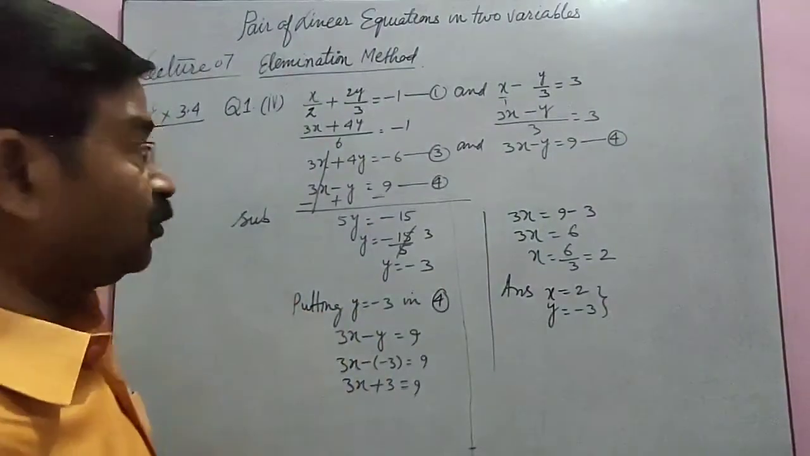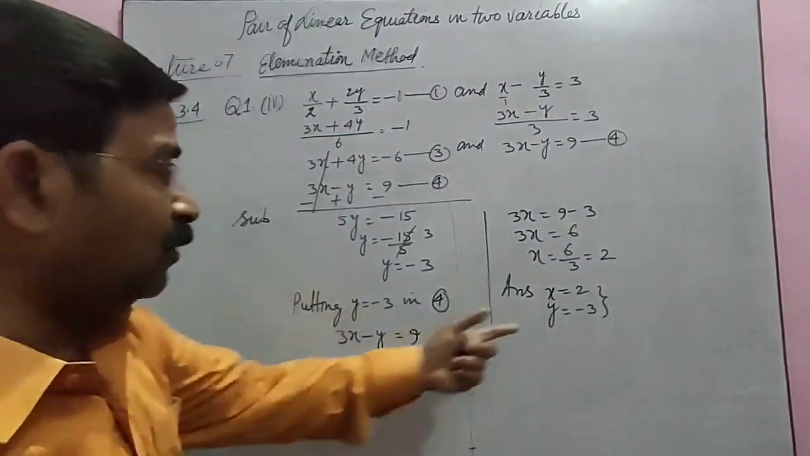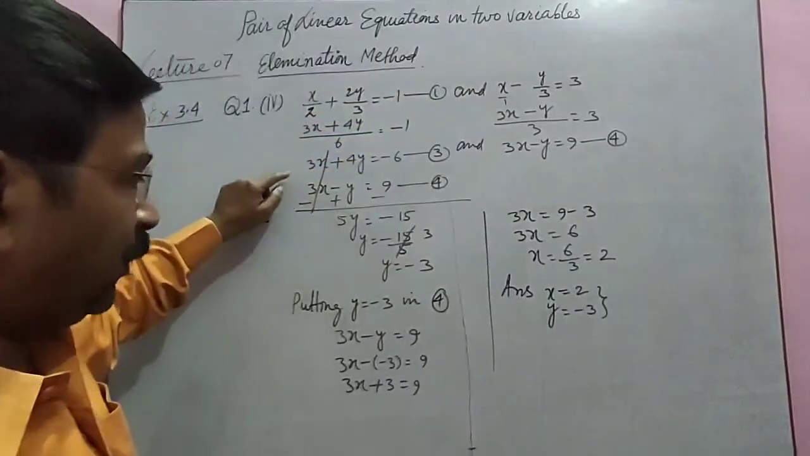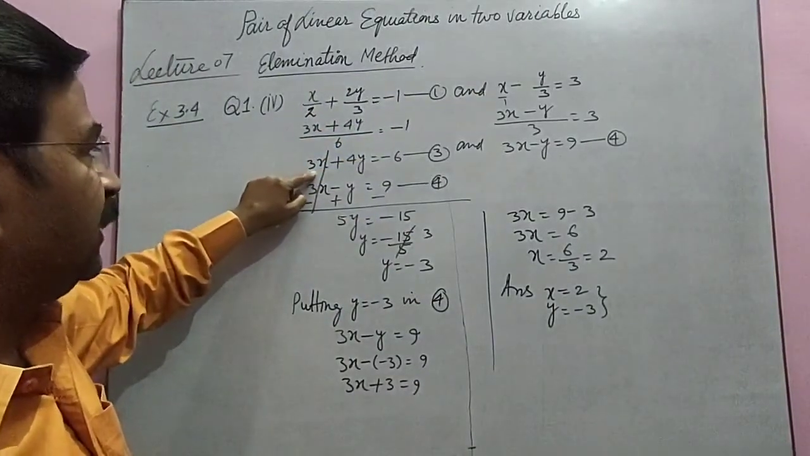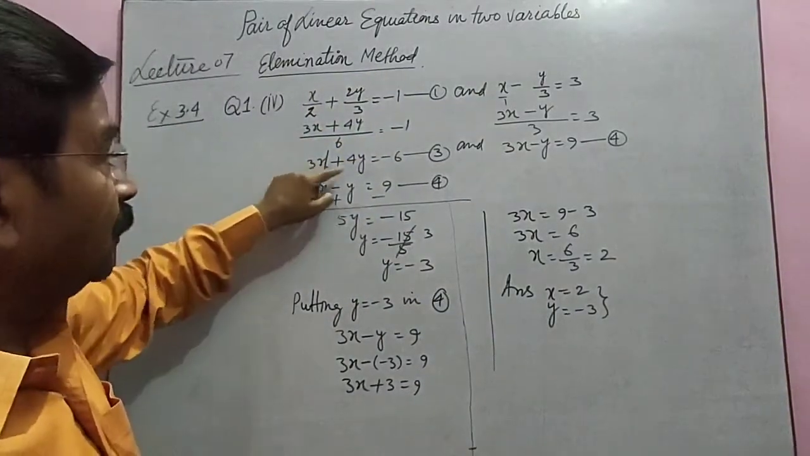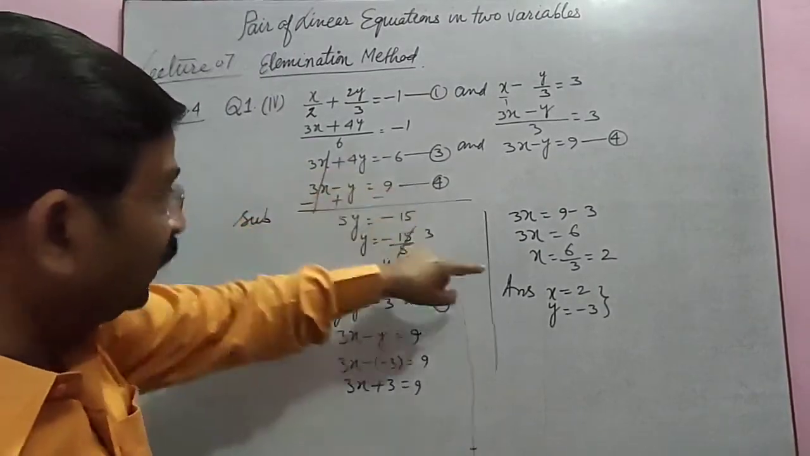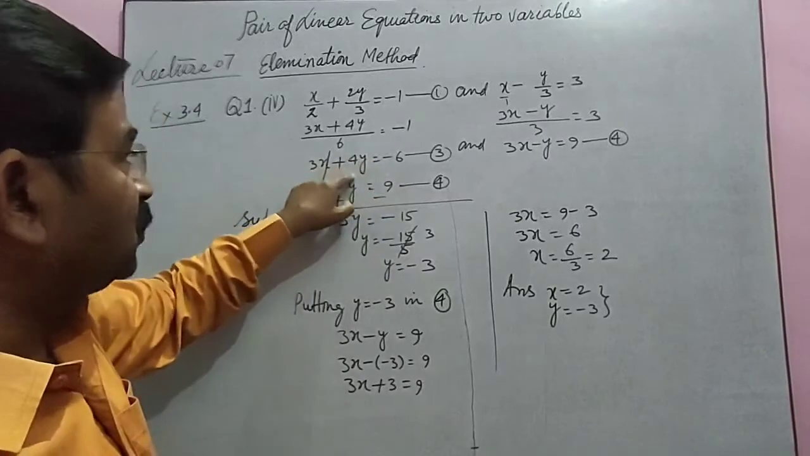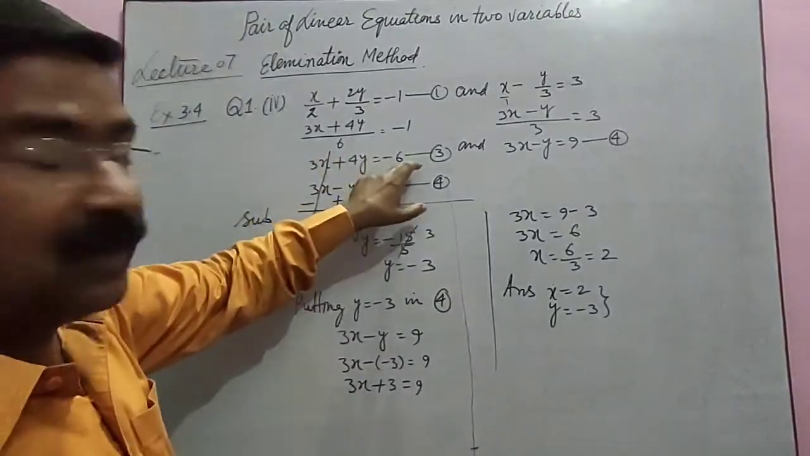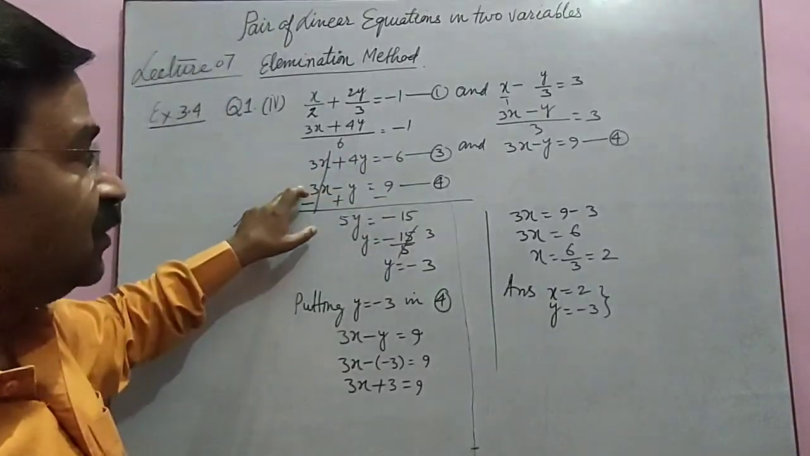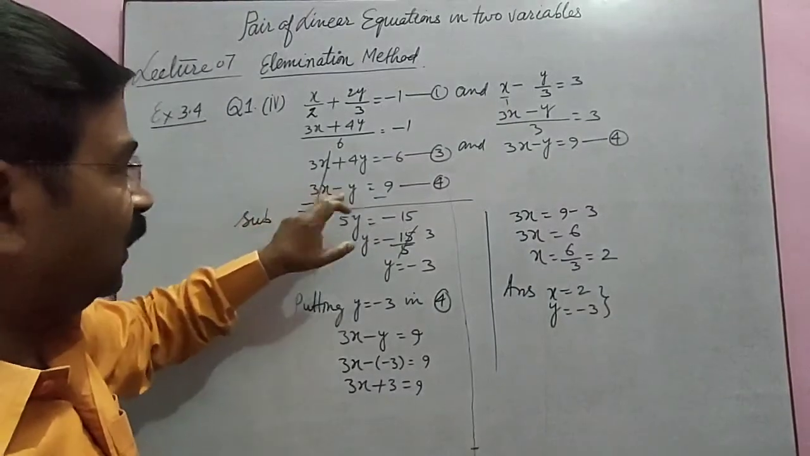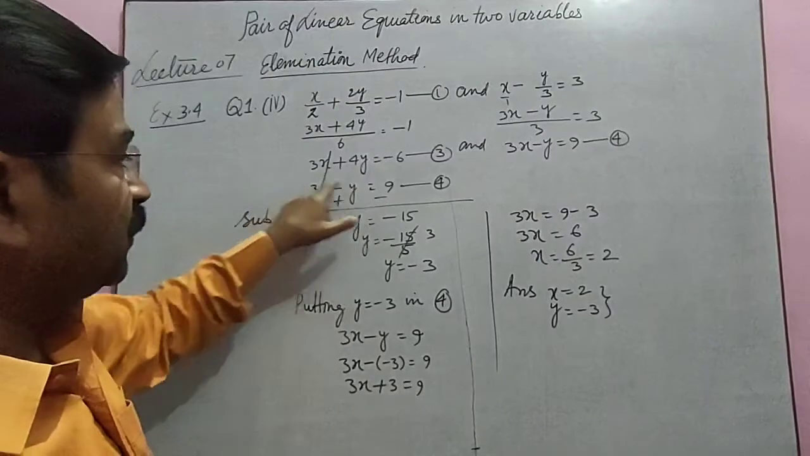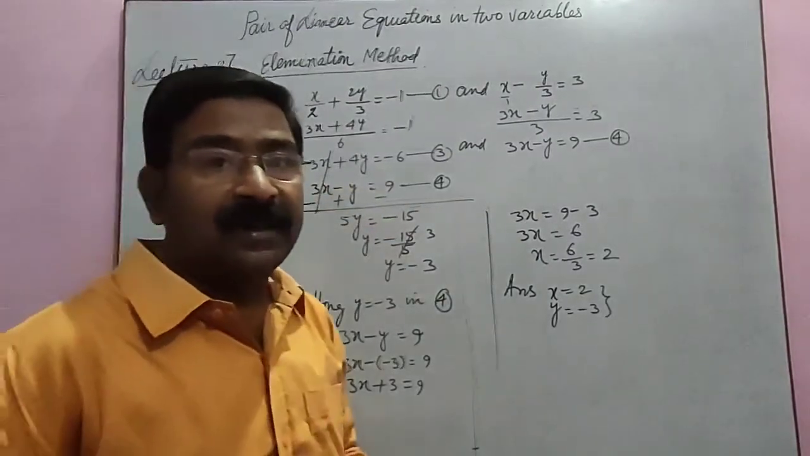If you want to check your solution, you can simply put the values of x and y in any of the equations. Like I am putting x is equal to 2. See, this is 3 2s are 6, minus 3 4s are 12, minus 12 and plus 6 is minus 6. That is correct. Here x is equal to 2, so 3 2s are 6, and minus times minus 3 becomes plus 3. So 6 plus 3 is 9. Means your answer is correct.